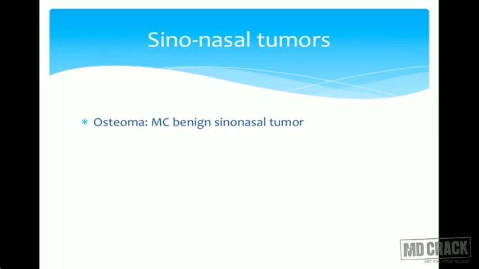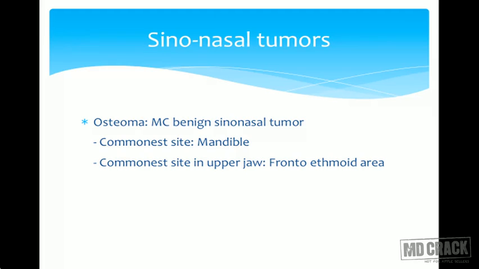Now, some sino-nasal tumors. First is osteoma. It is the most common benign sino-nasal tumor. And the commonest site of osteoma is mandible. And commonest site, if asked in upper jaw, then it is the frontoethmoid area. Overall, it is mandible, but specifically if it is asked in the upper jaw, that is maxilla, it is the frontoethmoid area.